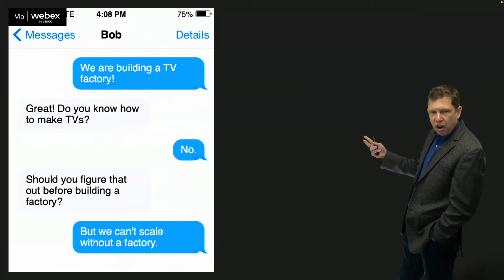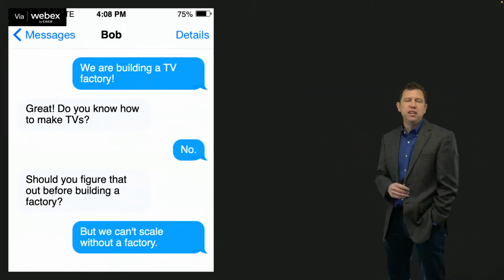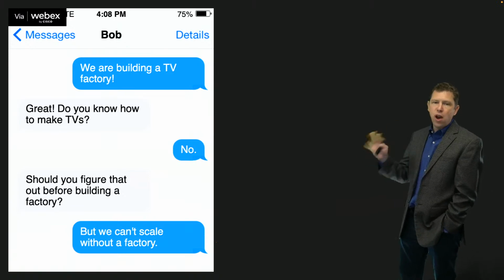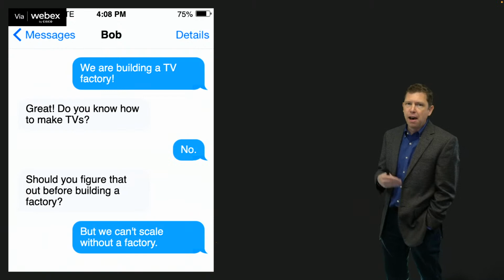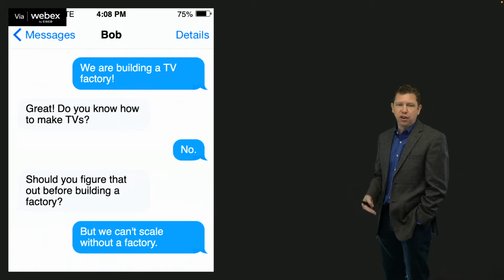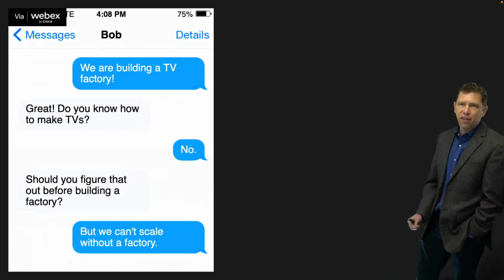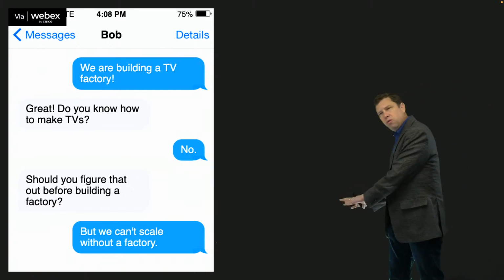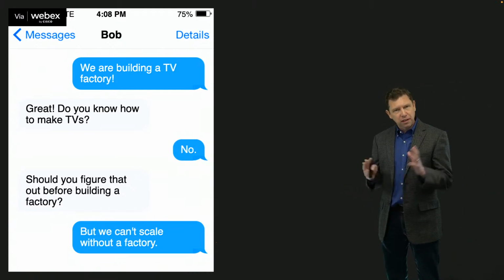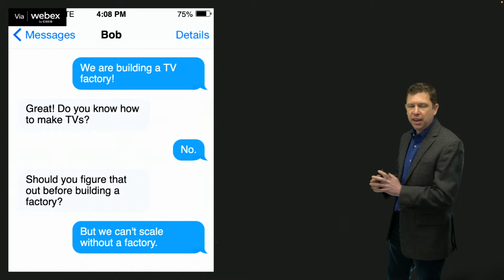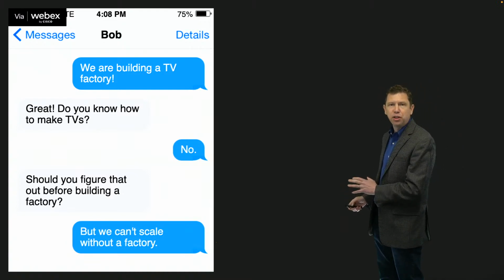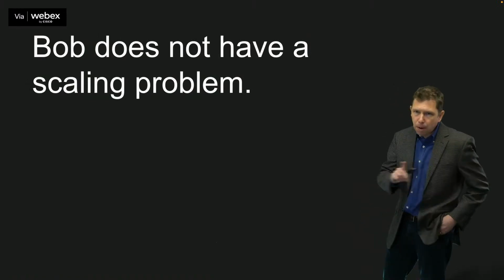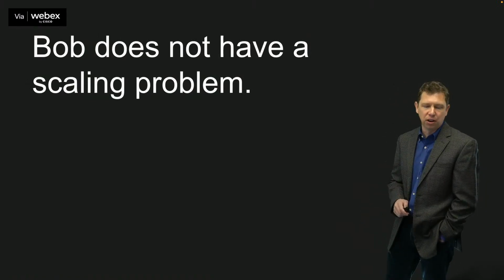So, a conversation with Bob. Bob says, we are building a TV factory. Great. Do you know how to make TVs? No. Should you figure that out before you build a TV factory? He's like, but we can't scale without a factory. Well, what Bob is saying is true, kind of. But if you can't build a TV, you're not going to be very successful at building a TV factory. Bob does not have a scaling problem here, right?